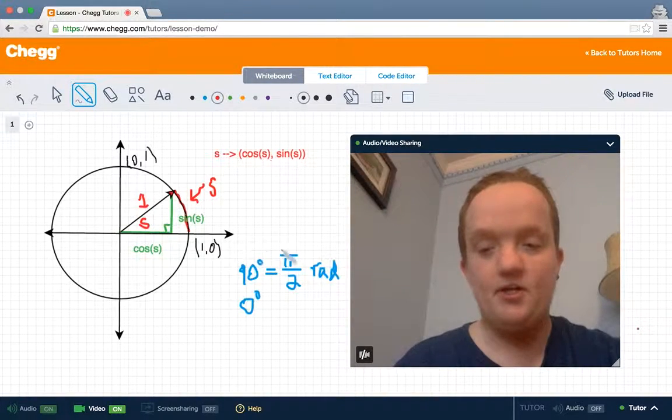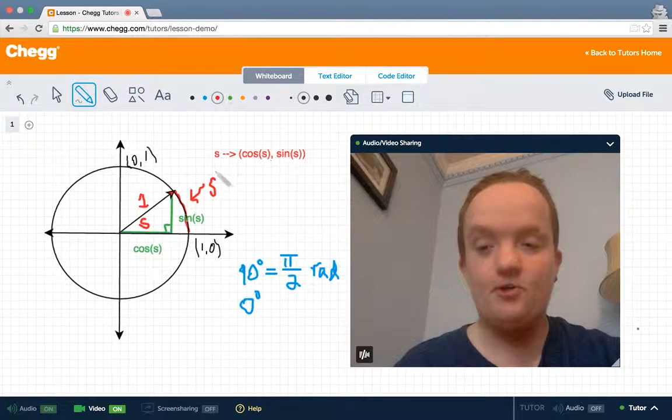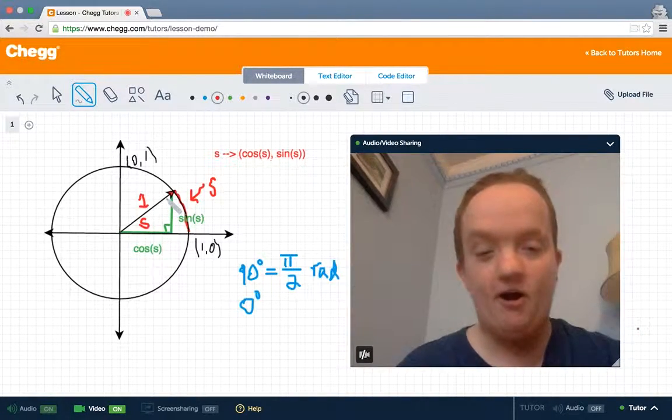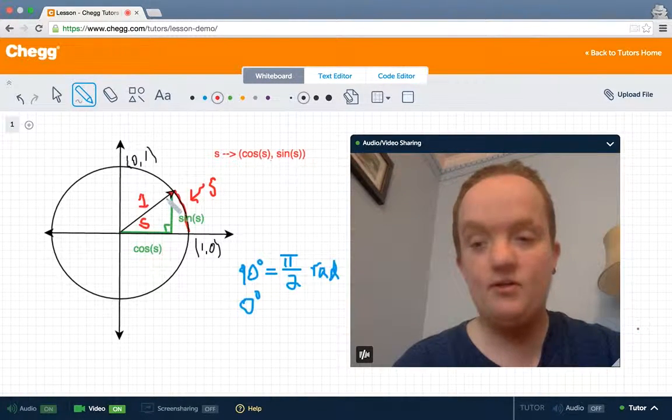That's where you see this conversion here. 90 degrees is pi over 2 radians. Just to refresh also, this entire circle is 2 pi radians, or 4 pi or 6 pi, any multiple of 2 pi, because the circumference of this unit circle, 2 pi r, is simply 2 pi with a radius 1.